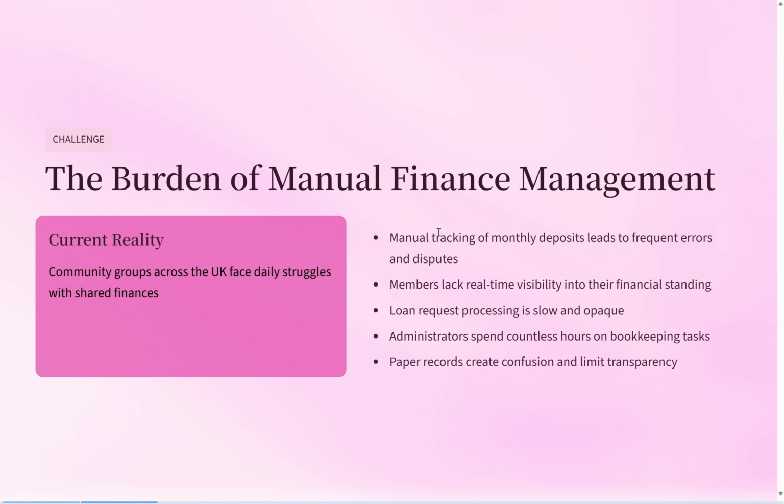In many community groups, financial management is still done manually. Monthly deposits are recorded on paper, loan records are maintained separately, and calculating the total or available funds becomes difficult and error prone. Because of this, transparency is low, members don't know their real-time financial status, admins are burdened with manual bookkeeping, and errors and disputes are common.